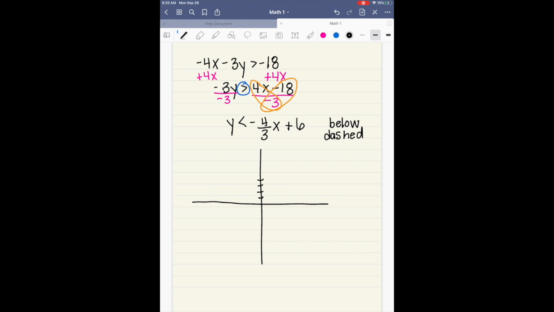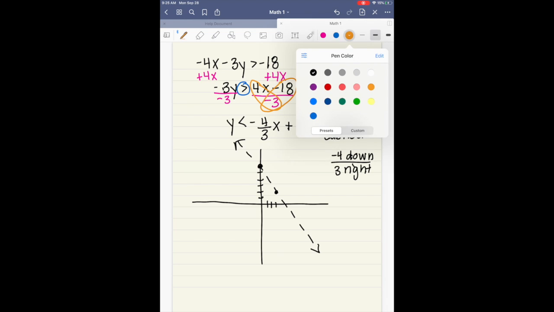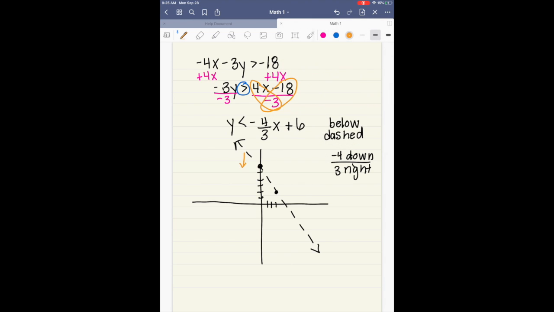So I'm going to go to positive 6. And then my slope is telling me to go down 4 and right 3. So I'm going to go down 4, 1, 2, 3, 4, and then right 3. And again, it's going to be dashed. But I need to make sure my shading is below the line. So I'm going to go to the line and draw arrows down. And I'm going to shade where the arrows tell me to, which is below the line.